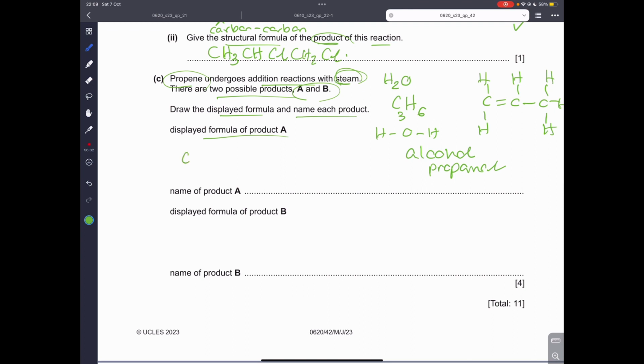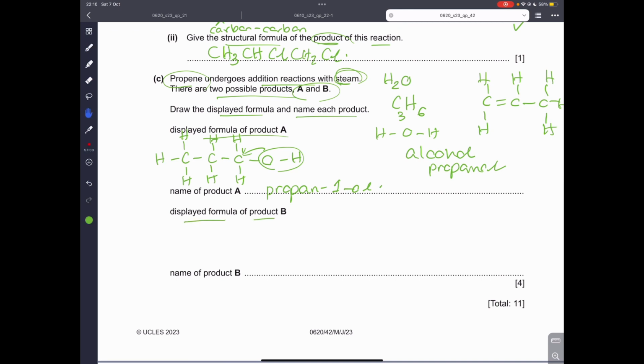So we can write C, H, H, H, C, H, H. There's going to be 3 carbons because it is prop, meaning 3. And we are going to draw an OH here at the end. Because the OH group is attached to the first carbon atom, we can say that this is propan-1-ol.